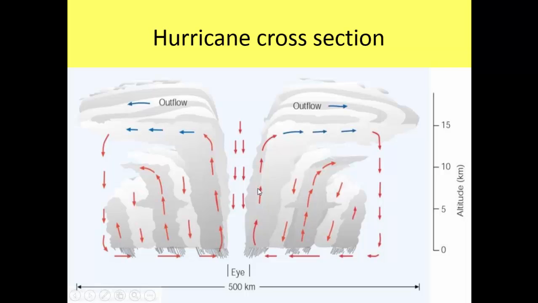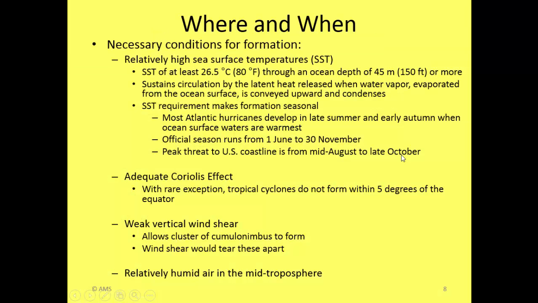So this would be a cross-section of the eye of a hurricane, or rather of the entire hurricane. All right, so what are these necessary conditions and where do they form? Well, first of all, you need a high sea surface temperature. The limit we use is around 80 degrees Fahrenheit, and it has to be a relatively deep depth of about 150 feet. So in other words, we need a pretty good supply of very warm, moist air that we're going to get off a sea surface temperature like that.